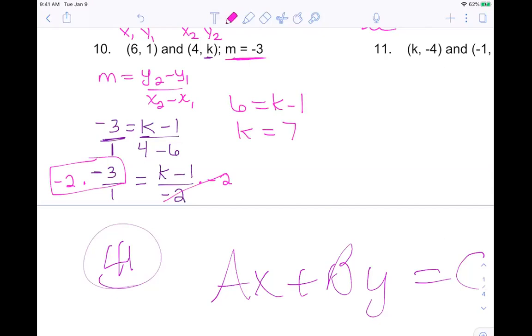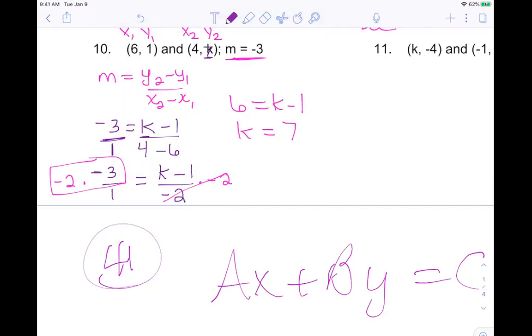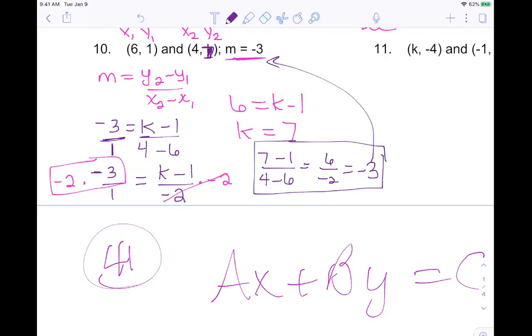So k is 7. I now know that that ordered pair is 4, 7. You could check your work by using the slope formula. Now that I know k is 7, I could take 7 minus 1, y2 minus y1, x2 minus x1. Oh, no, that's right. And then I end up having a 6 over negative 2, which better equal negative 3, which is my slope. So this here is just like a little check step. I'm showing you how it works, or why it works.